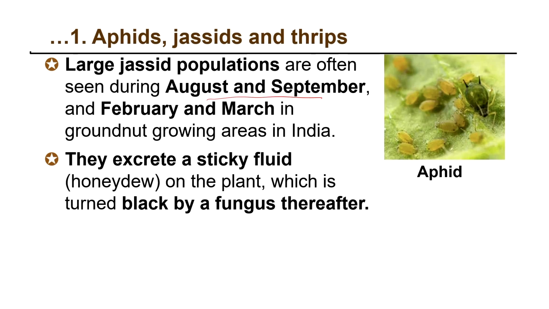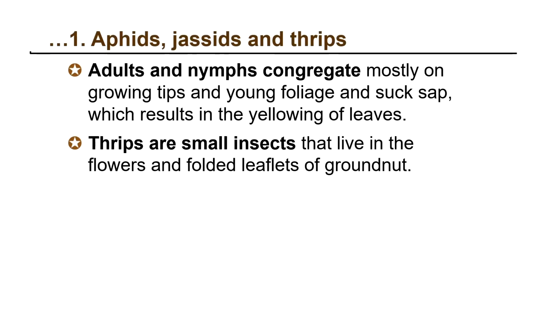by a fungus thereafter. So it can be harmful because the leaves or plant parts can become blackish in color and then the photosynthesis can be affected. Adult and nymph congregate mostly on growing tips in case of jassid also, and young foliage, and suck sap, which results in yellowing of leaves.